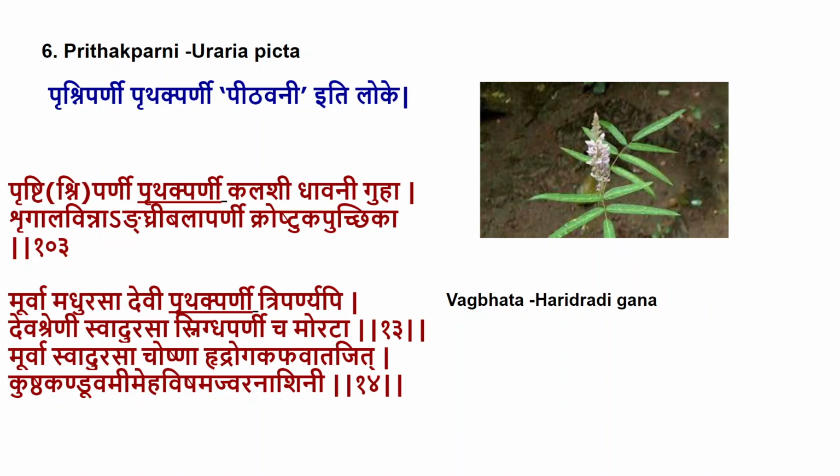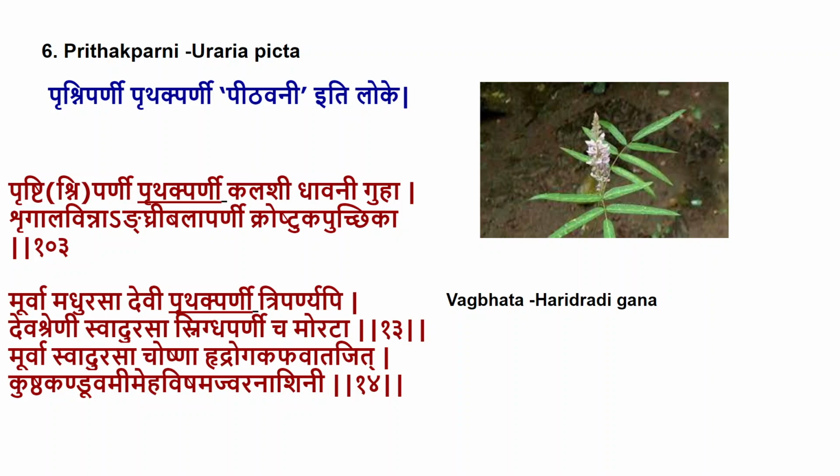Murva, Madhurasa, Devi, Prasakparni, Triparni, Devashreni, Swadurasa. Now, the other synonyms, Murva, Madhurasa also. Again, that Murva word is used in many other plants. We will come across the same issues many times. So, we will have to understand them according to the context. That makes the issue more difficult as such.